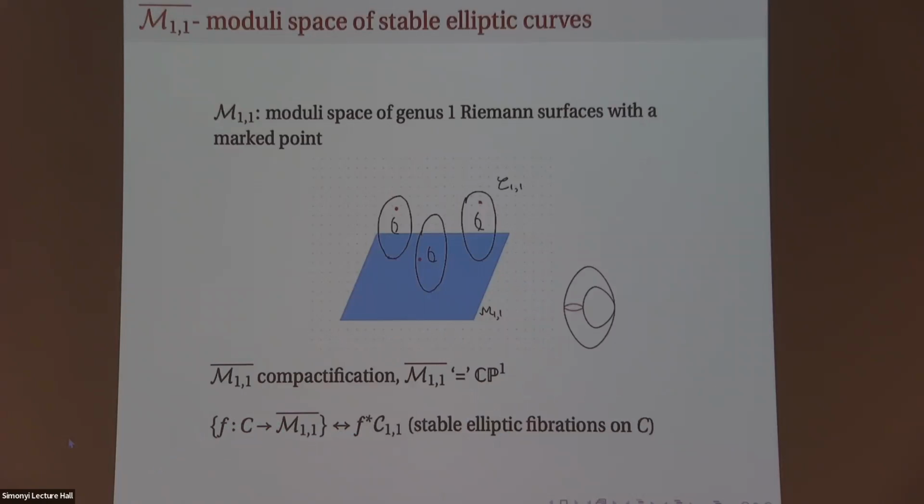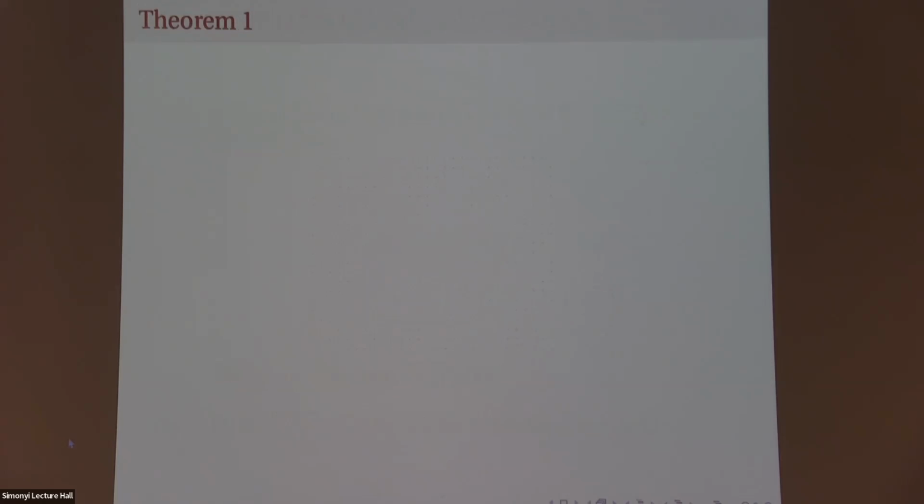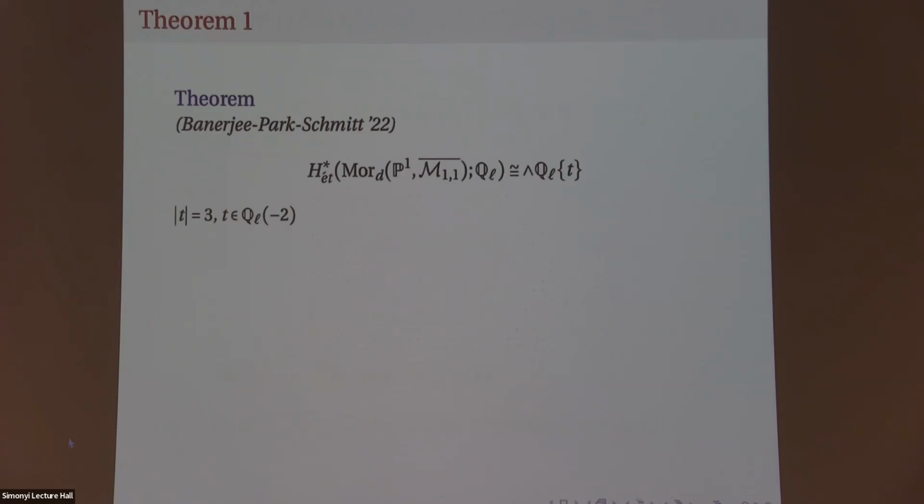So be it C equals P1 or C for some higher genus, you can ask how many, or whether you have estimates on the number of stable elliptic fibrations over a particular finite field. So in the case, I have just stated the case of C equals P1 because for general C, the answer is long and takes too many slides.